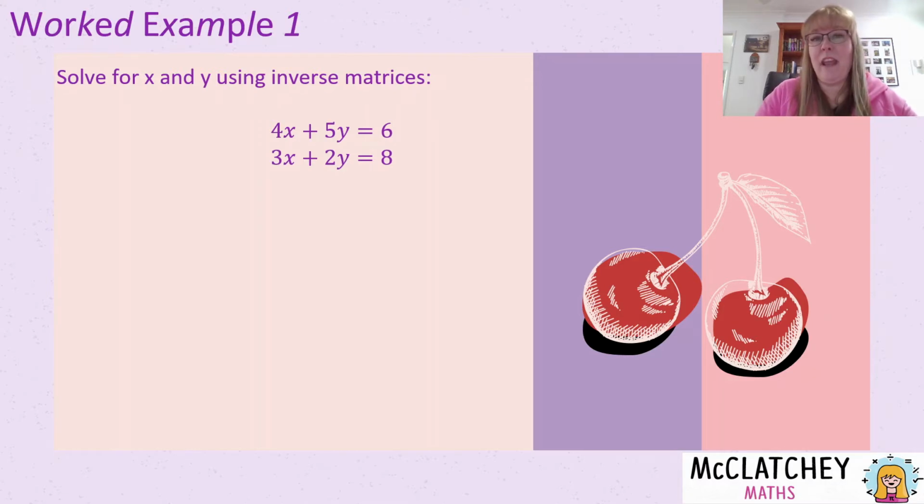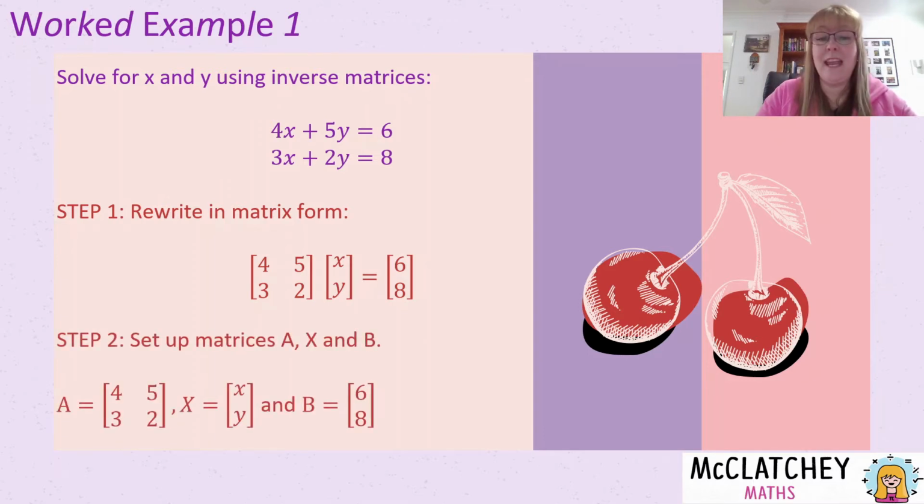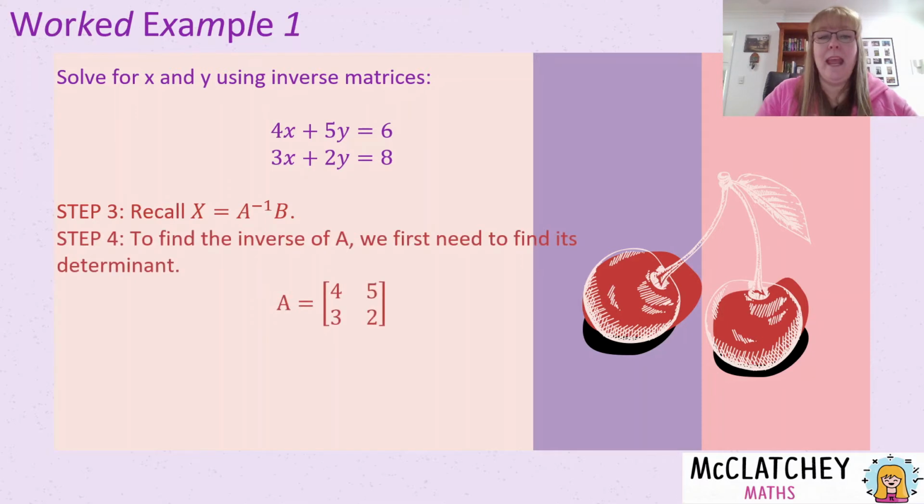So now our coefficients are 4, 5, 3, and 2. So we'll put those into our first matrix A. We're solving for x and y, and the subjects of our equation are 6 and 8, and we're going to call those equations A, x, and b. Then our next step is to recall our rule, x equals the inverse of A multiplied by b. And so we're now going to start by finding the inverse of A.